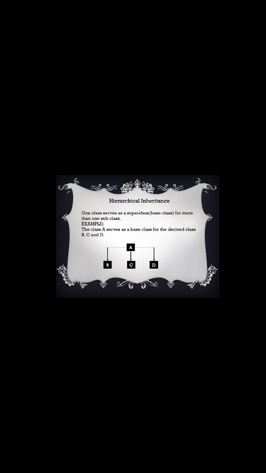Multi-level inheritance: when a derived class serves as a base class for another class. Here, B is derived from class A, and B in turn serves as a base class for a subclass. Hierarchical inheritance: one class is a superclass for more than one subclass. For example, class A serves as a base class for the derived classes B, C and D. Next, multiple inheritance: one class can have more than one superclass. Note that Java does not support multiple inheritance.